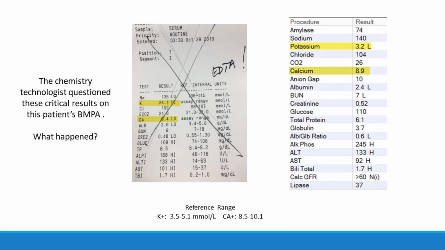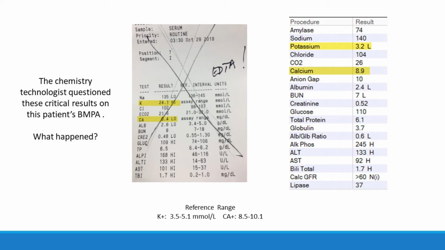So they had poured the blood from the pink top tube into the green top tube for chemistry testing. Unfortunately, the additive in the pink top tube is potassium EDTA, so the potassium was very high, and as you can see, the calcium is very low from that EDTA binding it. When they were redrawn, you can see the results on the right. Everything looked back to normal.